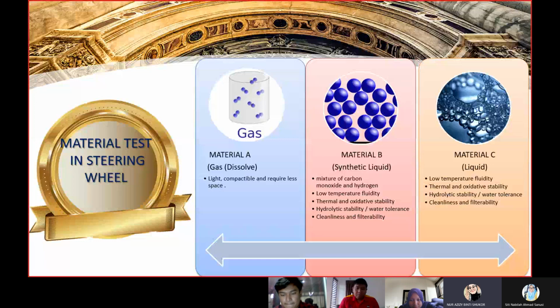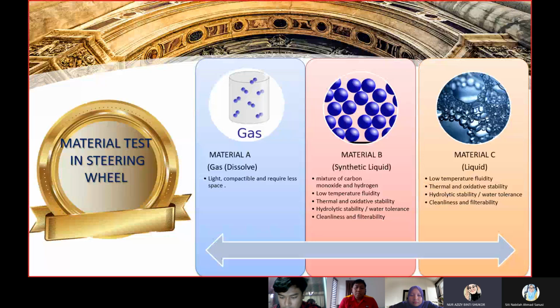The synthetic liquid is a mixture of carbon monoxide and hydrogen, and it has low temperature fluidity. The other properties are thermal and oxidative stability, hydrolytic stability or water tolerance, and cleanliness and filterability. The third one is material C, the regular liquid. It is actually the base of the synthetic liquid, but the synthetic liquid is the enhancement of material C.